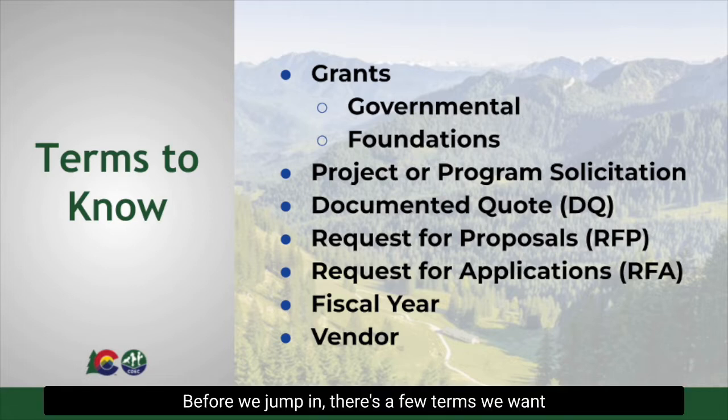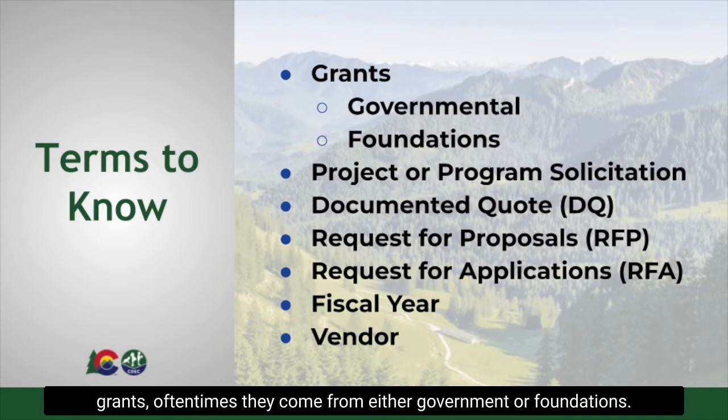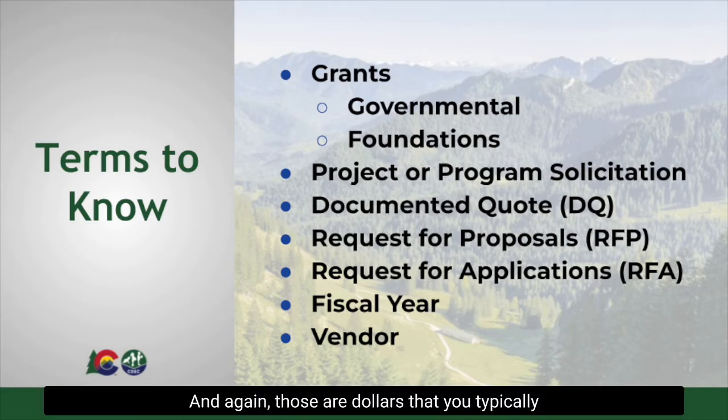Before we jump in, there's a few terms we want to talk about. Within the grant writing space, within the proposal space, there's lots of terms that can be confusing and sometimes are used interchangeably. So one of the things we talk about are grants. Oftentimes they come from either government or foundations. And again, those are dollars that you typically write a submission to get funding for. Another thing it might be called is a project or program solicitation. This oftentimes comes from the government, and they are soliciting or asking for people to submit to either provide goods or services to the government.